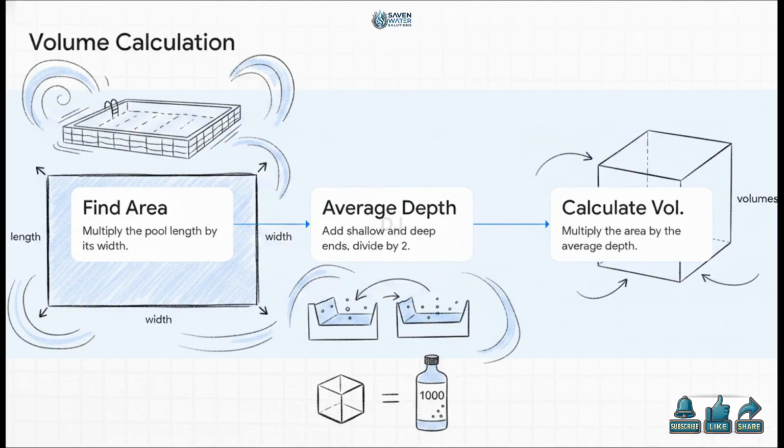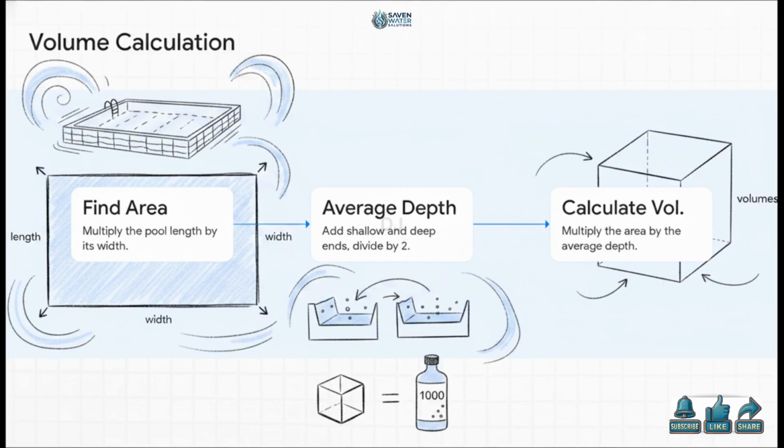Step 1, find your surface area. Just multiply length by width. Step 2, find your average depth by adding the shallow and deep ends together and dividing by 2. And step 3, just multiply that area by your average depth to get your total volume in cubic meters. Quick pro tip to keep in your back pocket, 1 cubic meter equals exactly 1,000 liters of water.